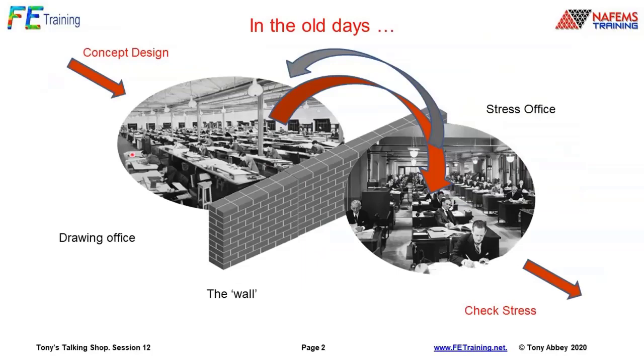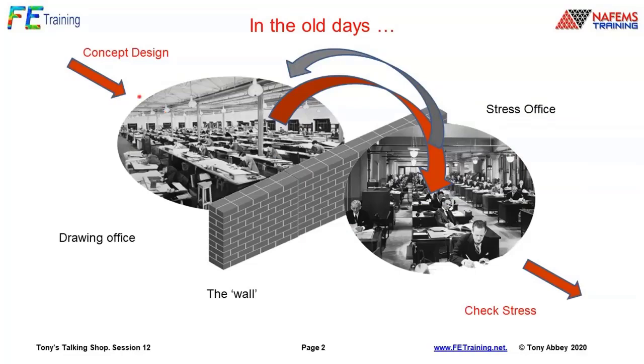In the old days, there was this brick wall, we used to call it the wall, and it split the drawing office and the stress office. It meant that the data interchange, the communication between these two areas, was very, very sparse. This is harking back to my early days in the mid-70s in an aircraft office up at Warton in Lancashire, what was British Aircraft Corporation, now all part of BAE Systems.